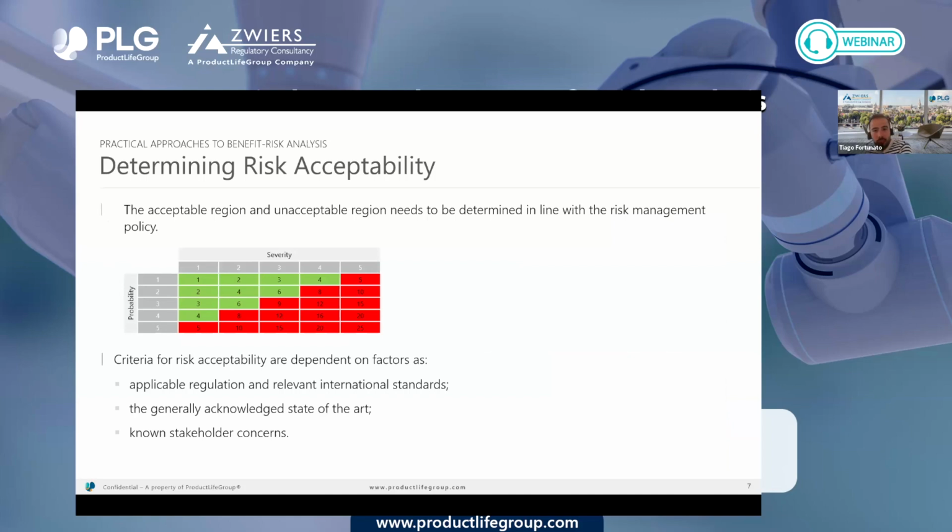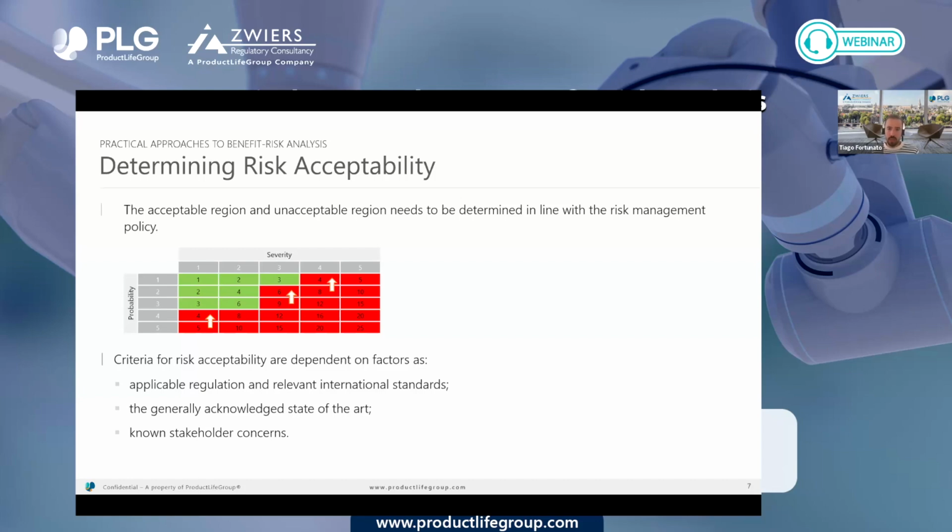The acceptability for a specific medical device needs to be determined in line with your risk management policy. Still, for your specific device, you may need to make some adjustments to the criteria. So, for example, imagine a case like this on the slide. There is no defined need that all the risks scored with a 4 or with a 6 need to be either green or red every time. The acceptability is dependent and should be aligned with your risk management policy.